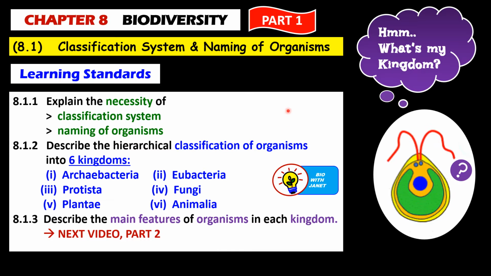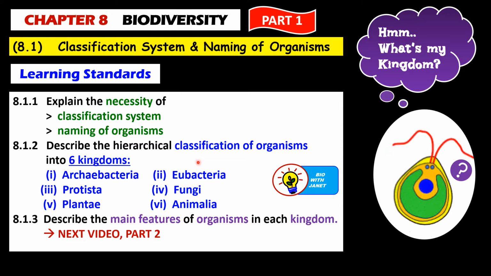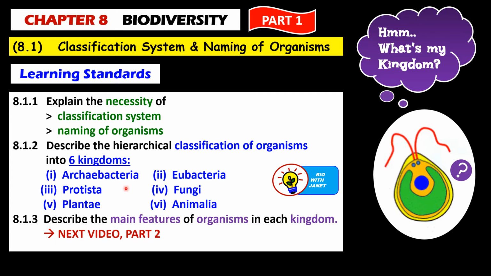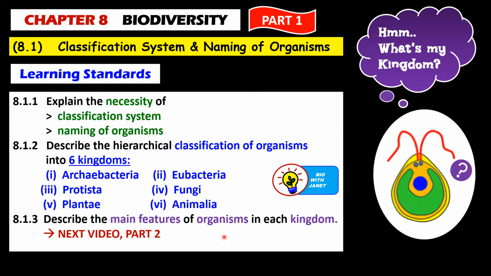The learning standards for this lesson are as follows. Firstly, we should be able to explain the necessity of the classification system and the naming of organisms. Secondly, we should be able to describe the hierarchical classification of organisms into 6 kingdoms: Archaebacteria, Eubacteria, Protista, Fungi, Plantae, and Animalia. These are the 6 kingdoms. Lastly, this will be in the second video, we'll describe the main features of organisms in each kingdom.